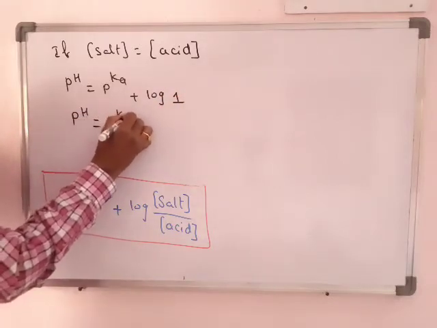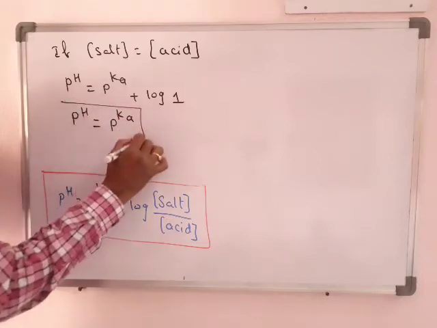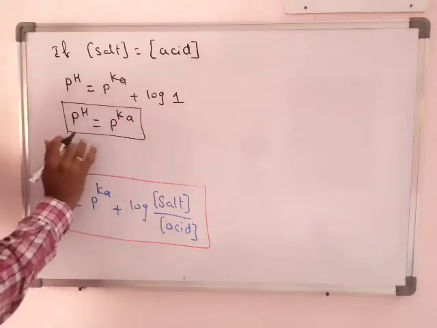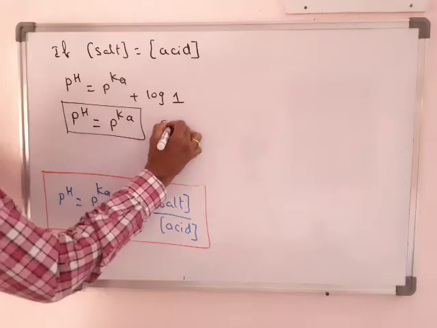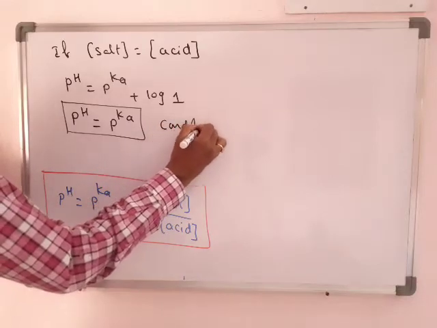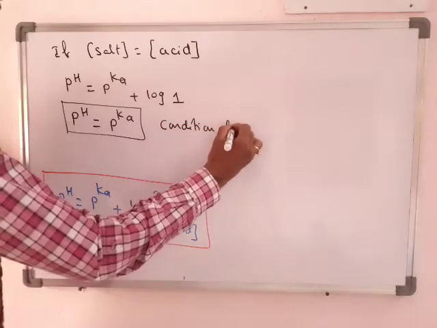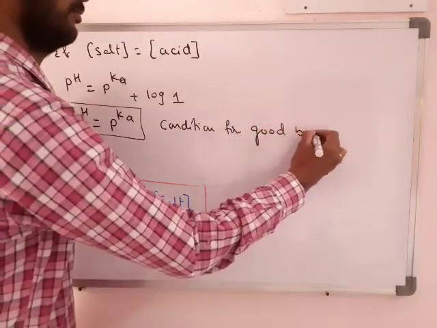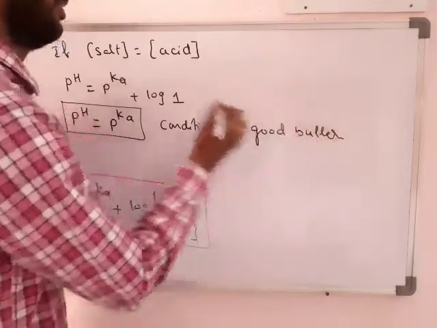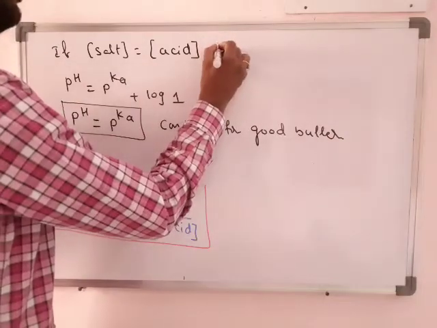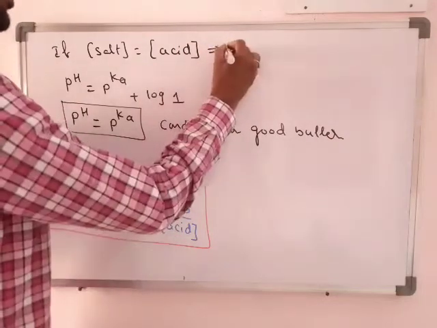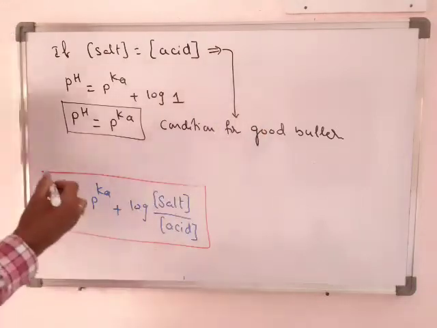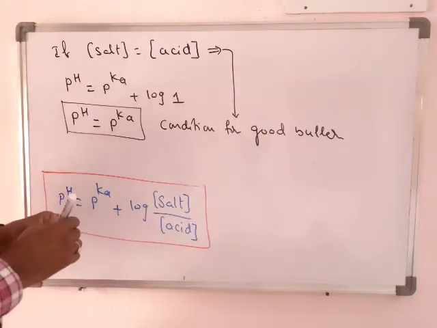So pH equal to pKa is a condition for a good buffer. Actually it is obtained from this only. So this is also treated as a condition for a good buffer solution.